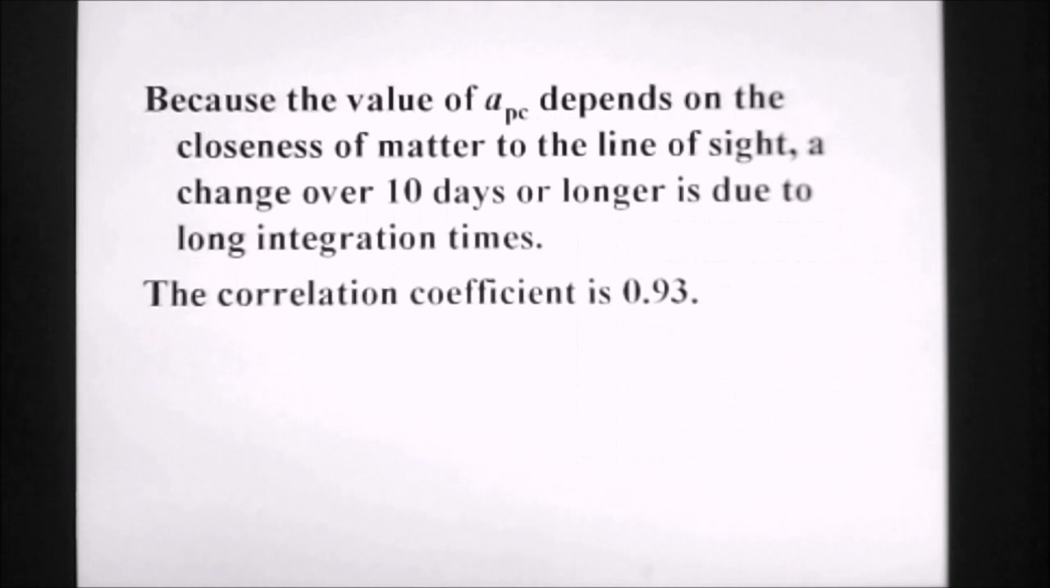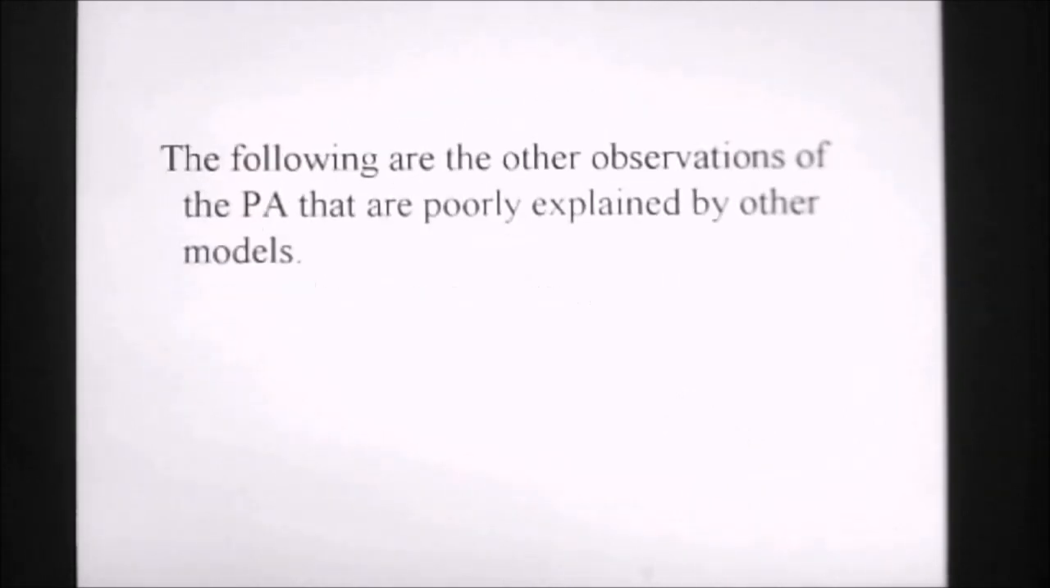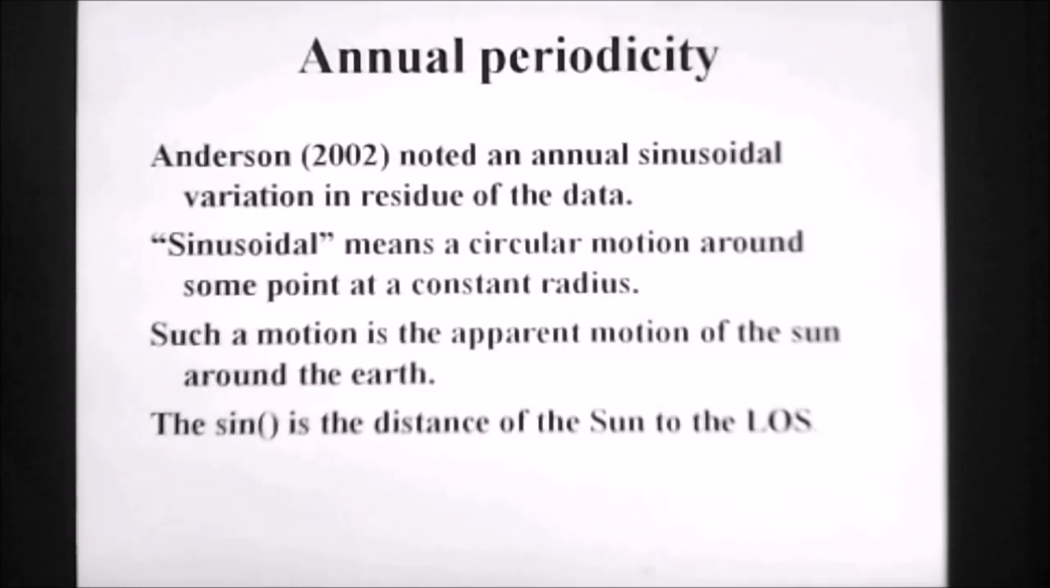Because the value of the acceleration depends on the closeness of matter to the line of sight, a change over 10 days or longer is due to long integration times. The correlation coefficient we saw in these two previous graphs is about 0.93. The following are the other observations of the Pioneer anomaly that are poorly explained by other models.